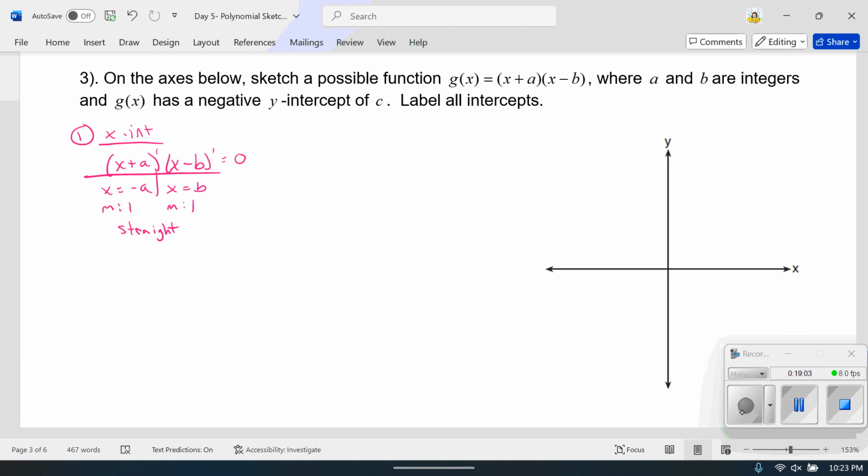I'm going to plot my x-intercepts. I have -a, I have positive b. Then I'm going to find my degree and my leading coefficient. My degree is when you add the multiplicities together. My degree is 2. 2 is an even number, which means if it's even, your arrows go in the same direction.